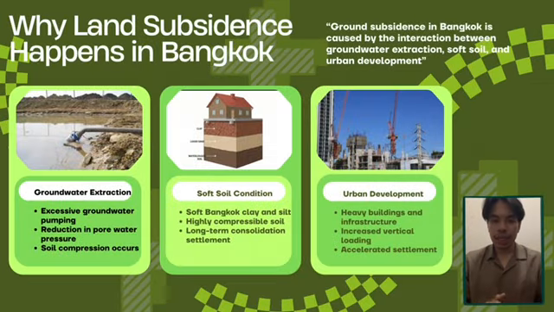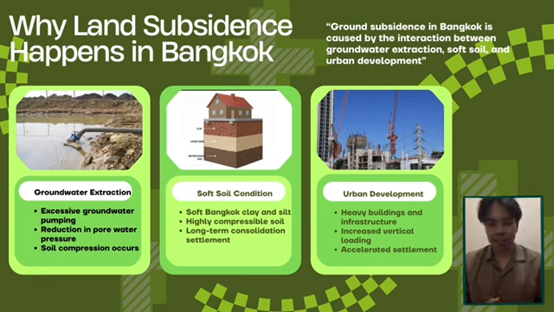On this slide, I will explain the main causes of land subsidence in Bangkok. Land subsidence happens due to the interaction between groundwater extraction, soft soil condition, and rapid urban development. The first factor is excessive groundwater extraction. When groundwater is pumped continuously, the pore water pressure inside the soil decreases. As a result, the soil particles move closer together and soil compression occurs. The second factor is Bangkok's soft clay and silt layers. These soils are highly compressible and undergo long-term consolidation settlement when subjected to pressure changes.